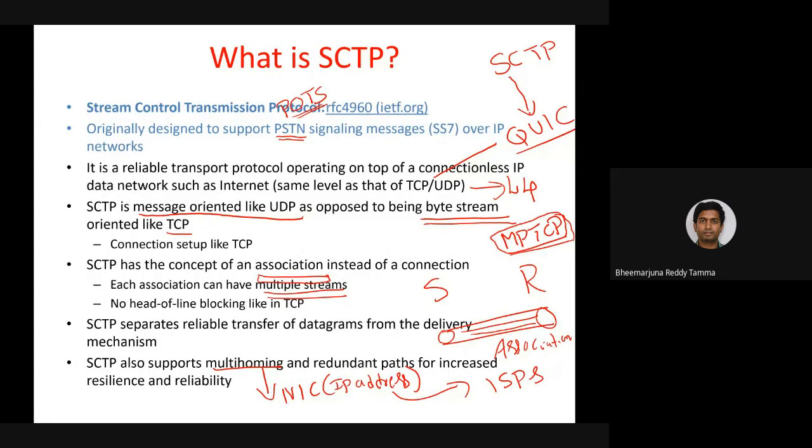So something like that can be done even here in SCTP when you're talking about the connection between the base station and the AMF, and also with the UPF, by having the NICs connected to different ISPs where you can have different IP addresses, and you can do the SCTP connections with all these different IP addresses.